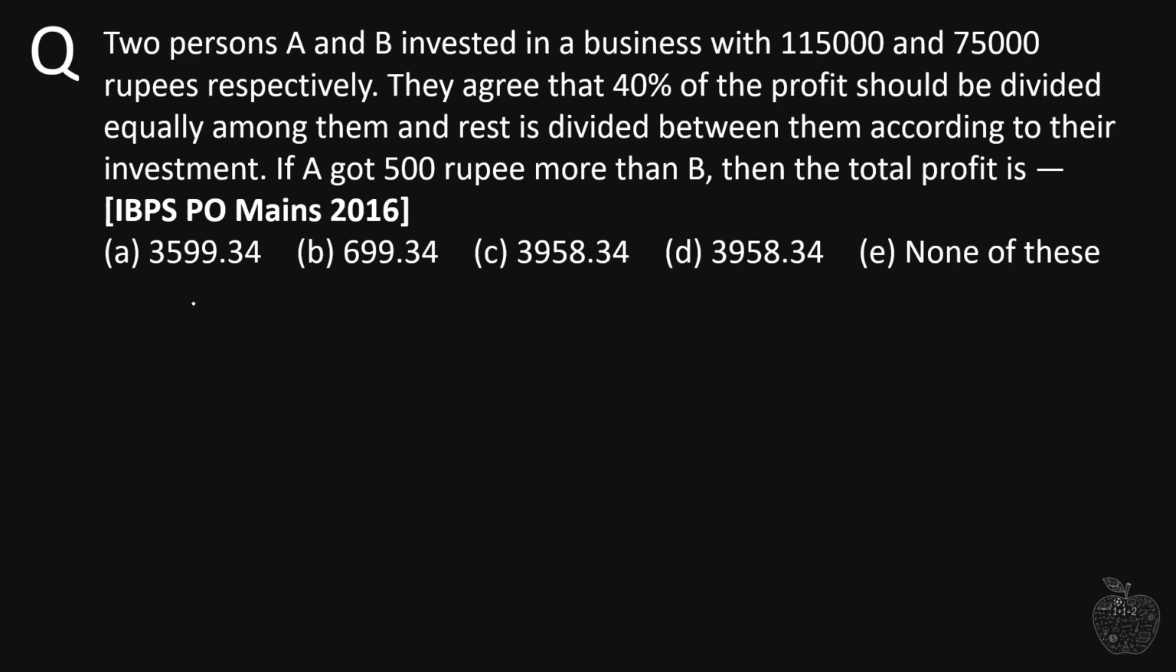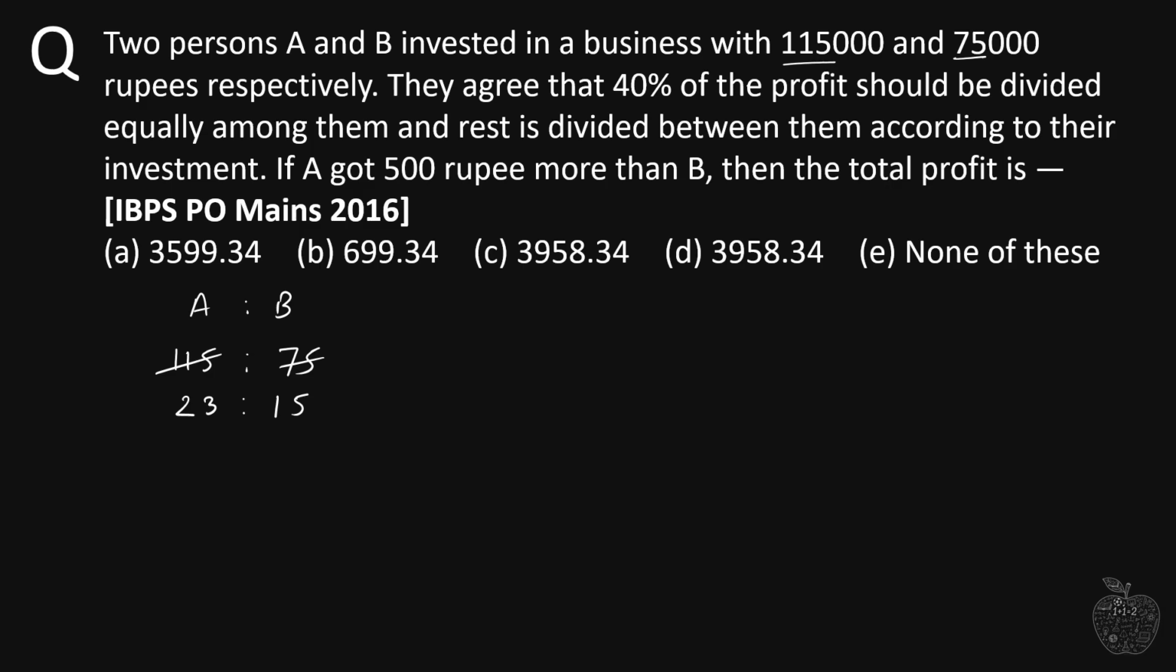Alright, so we are given the ratio of the investment of A and B here, which is 115:75. I can say that 5 2s are 10, 5 3s are 15, and 5 1s are 5, 5 5s are 25. So the ratio of investment of A and B here is 23:15.